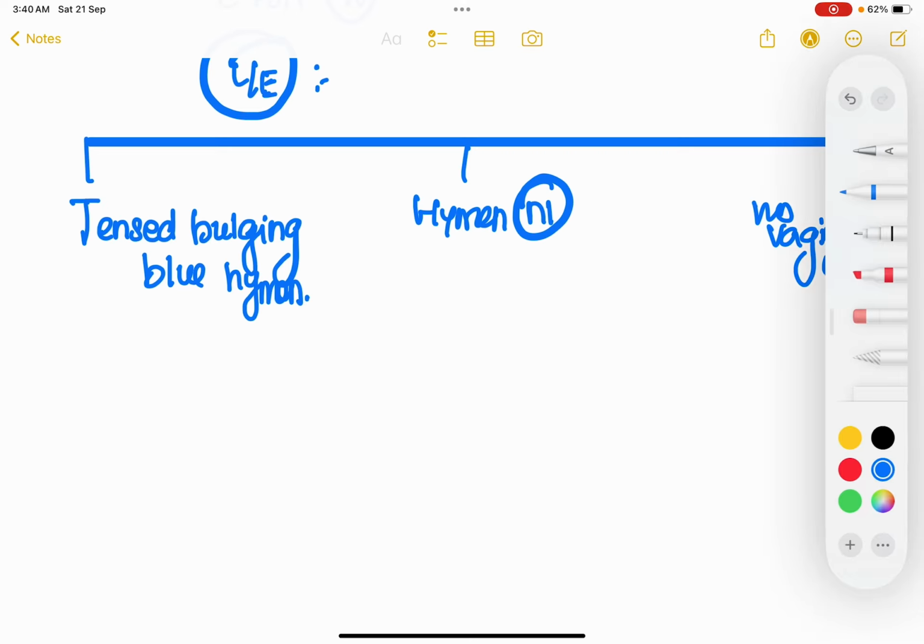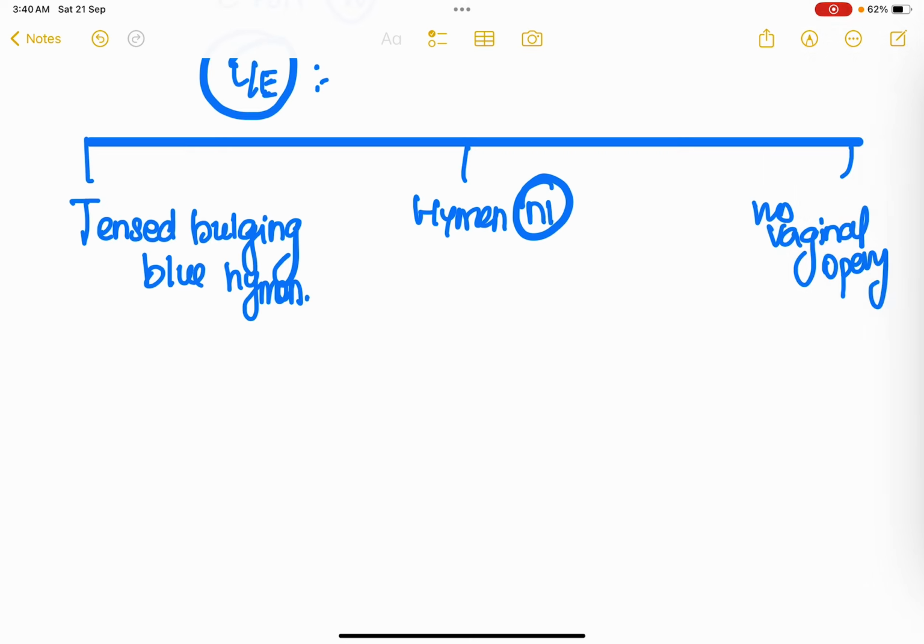So what are these conditions? Can someone tell me? When there is no vaginal opening, it is termed as vaginal atresia. Now, between a tense, blue, bulging hymen and a normal hymen, how are you going to differentiate this?